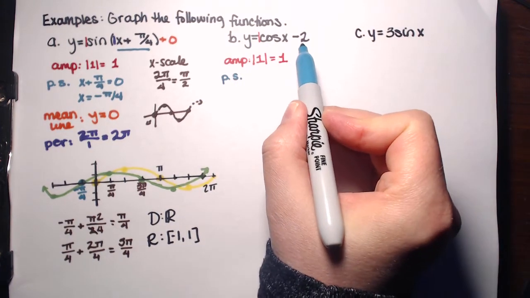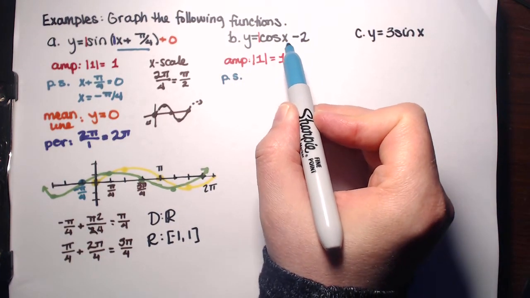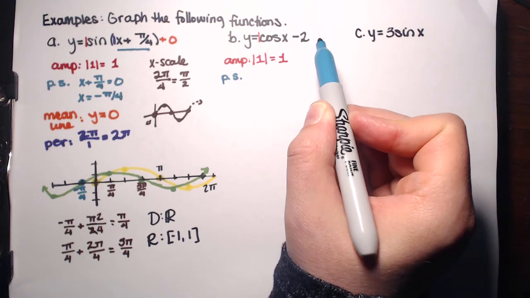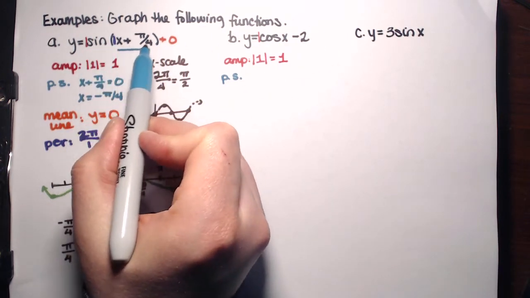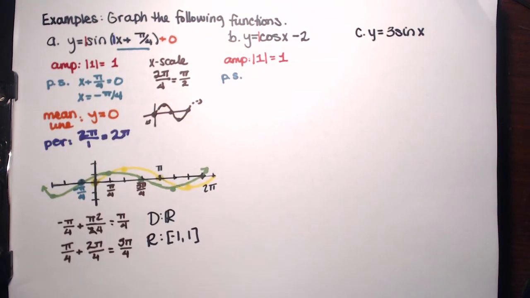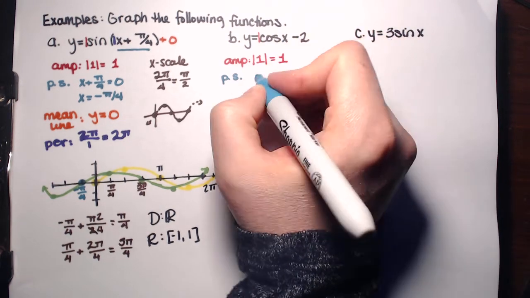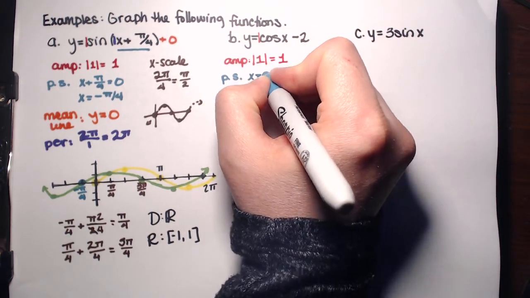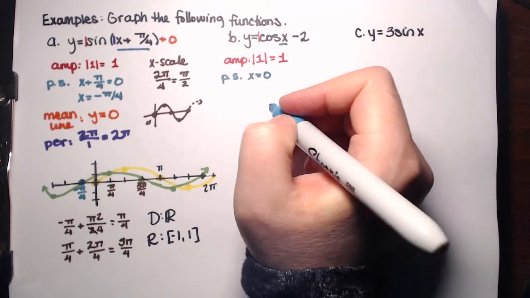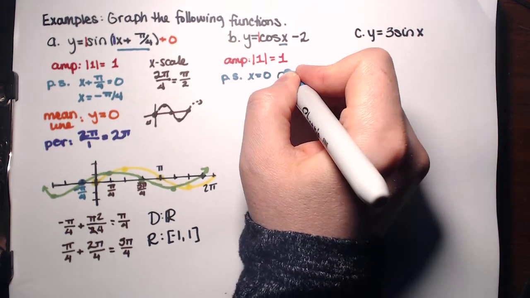Now, this is not a phase shift. It's not in the parentheses with the x. So this is saying take cosine of x, then subtract 2. This was saying take x and add pi fourths, then take sine of it. So that's the difference there. So x equals 0 because that's the only thing that's inside. So there's really not a phase shift.